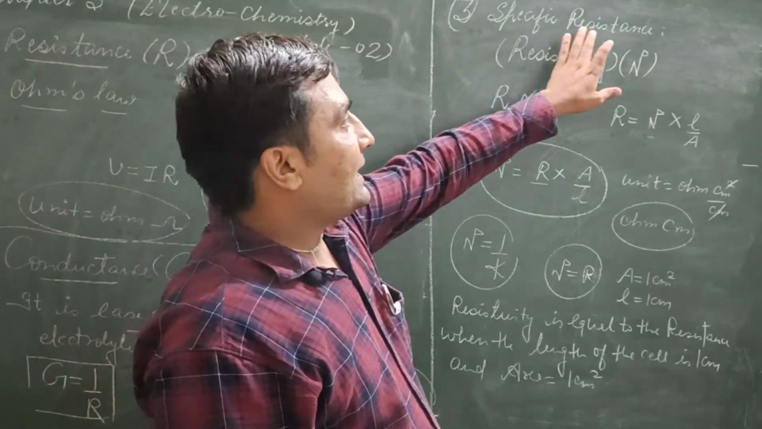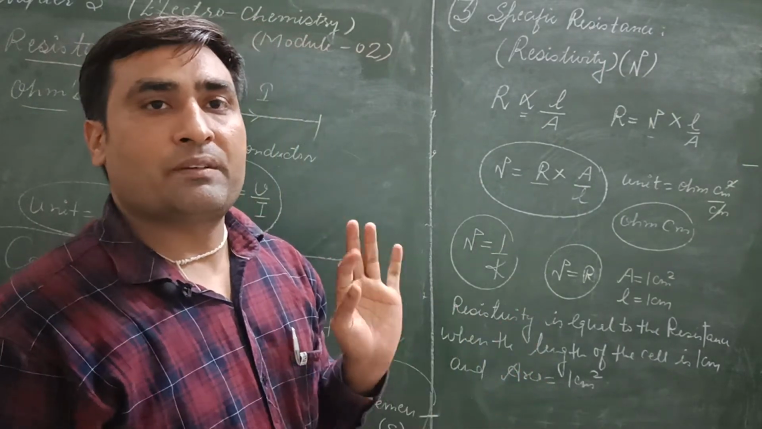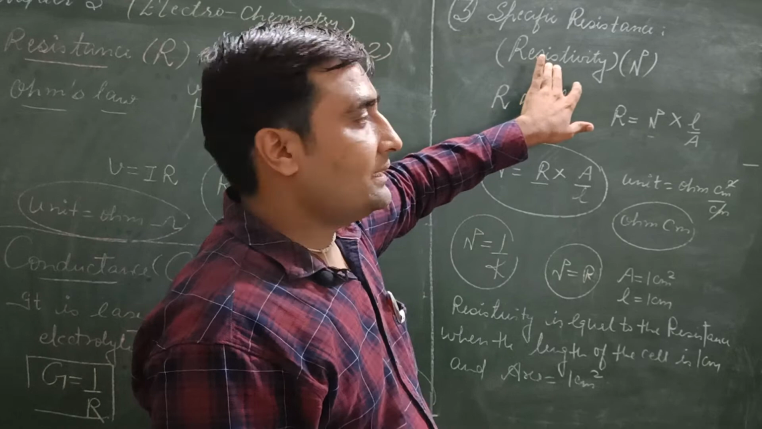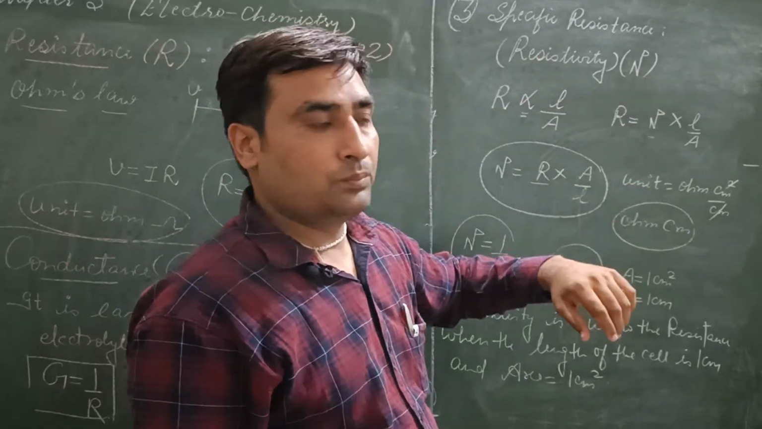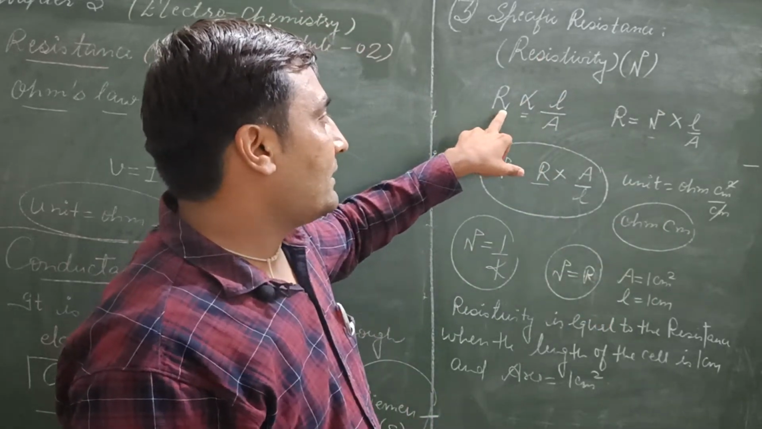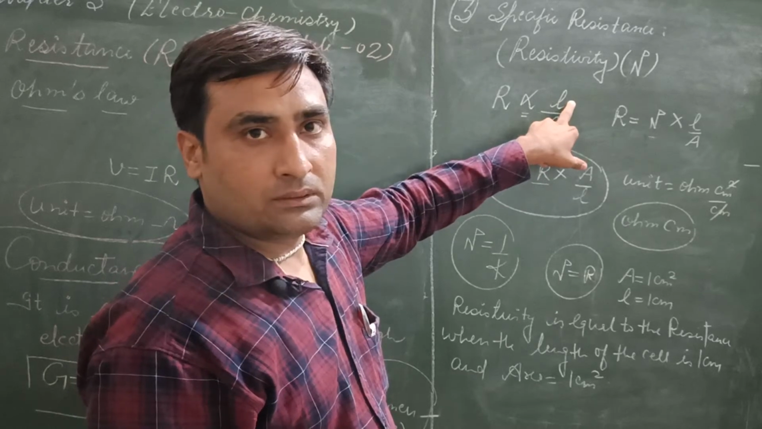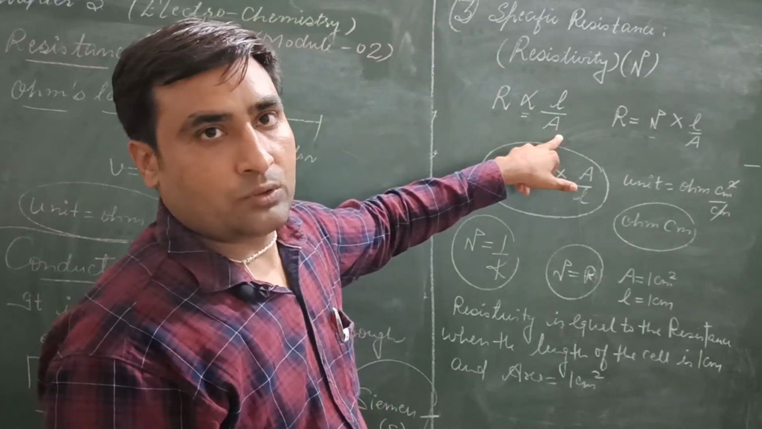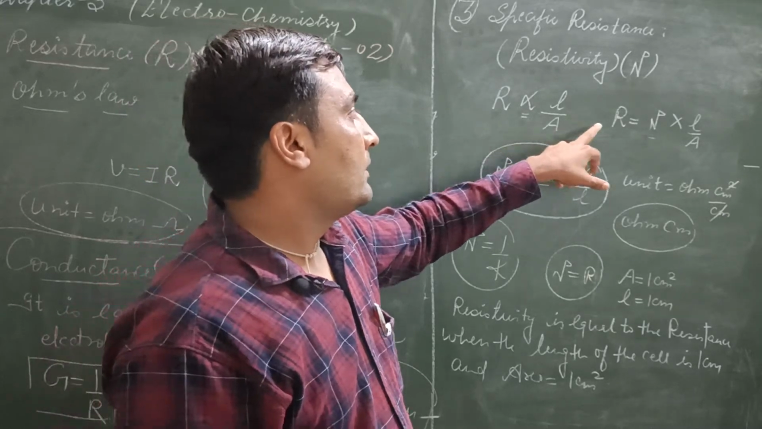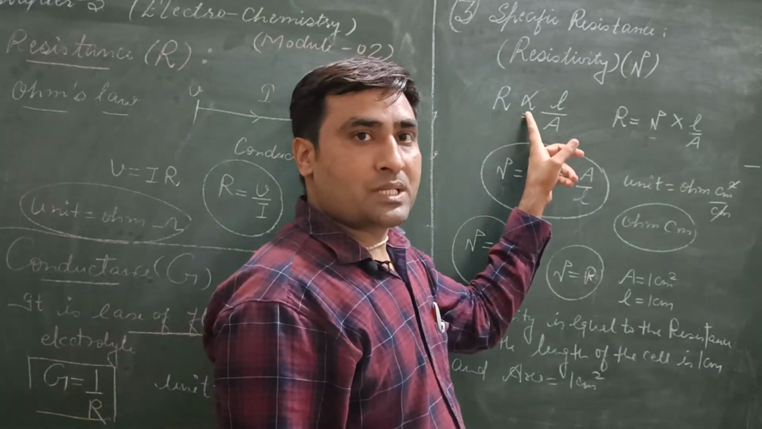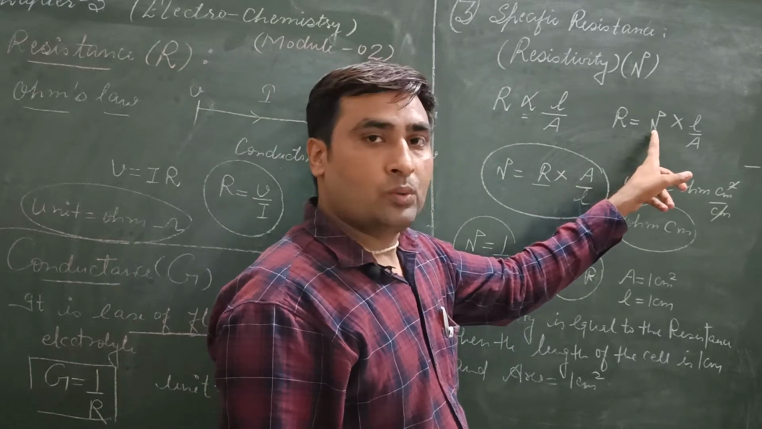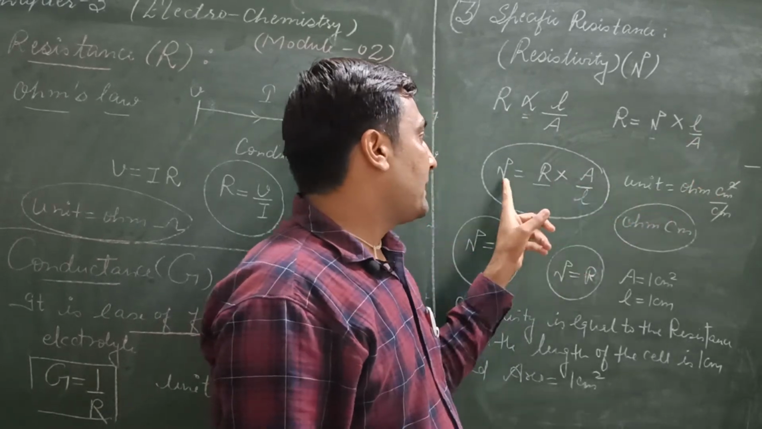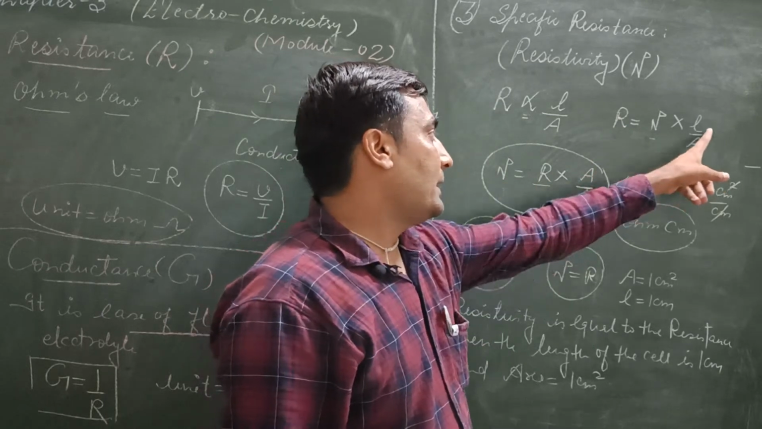Next term is specific resistance. We have discussed it in module number 1. It is also named resistivity, shown by the term rho. R is directly proportional to length and inversely proportional to area of cross section of the cell. So this proportionality constant can be replaced by the term rho. R equals rho L by A. Rho equals R into A by L.